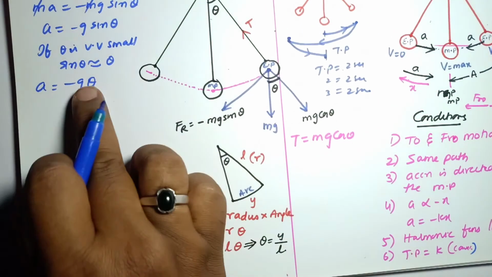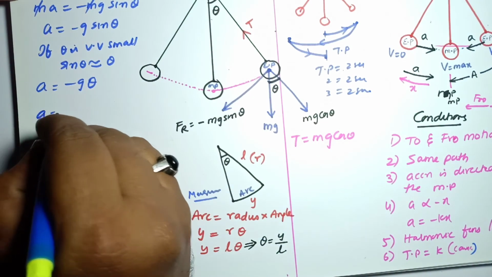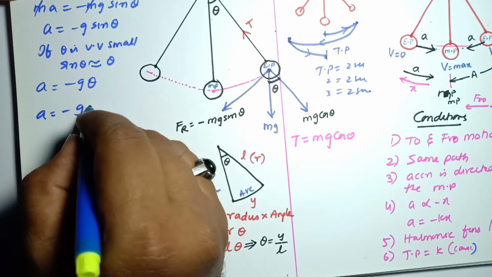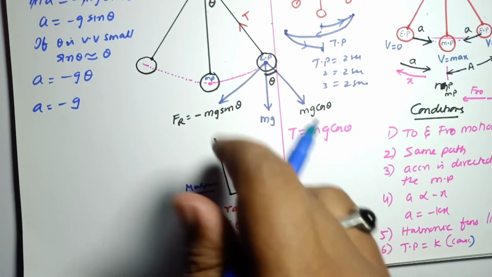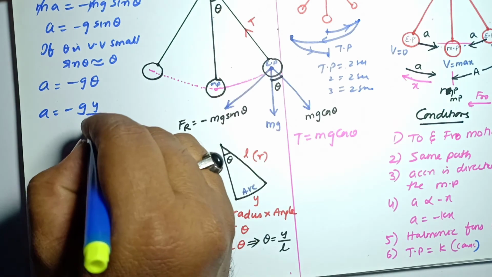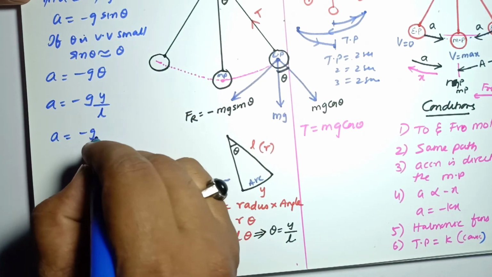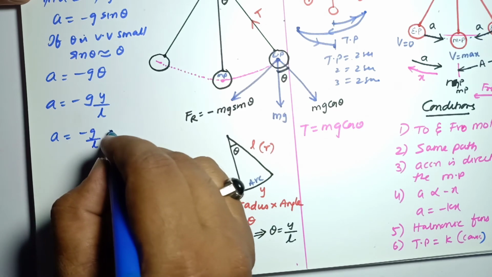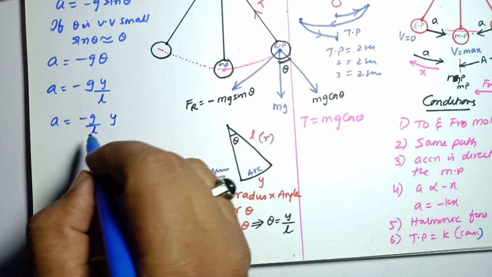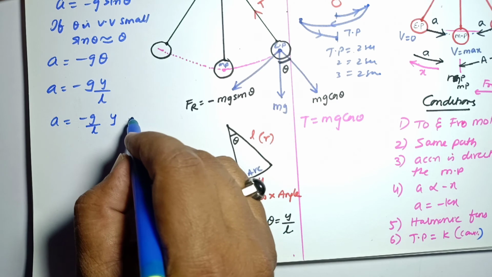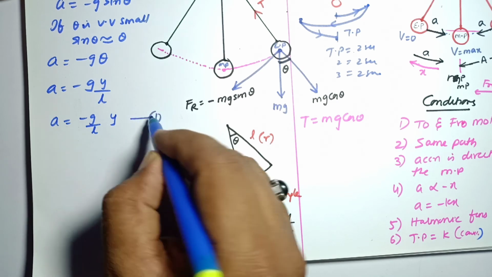This theta value, if you substitute here, you know a is equal to minus g into, instead of theta, I can write y by L here. So therefore, acceleration can be considered as minus g by L into y here. Okay, I am considering this separately. Let us imagine this to be equation number 1 here.